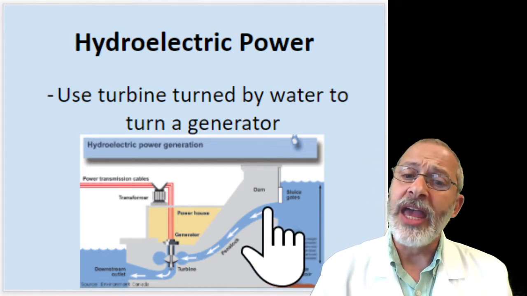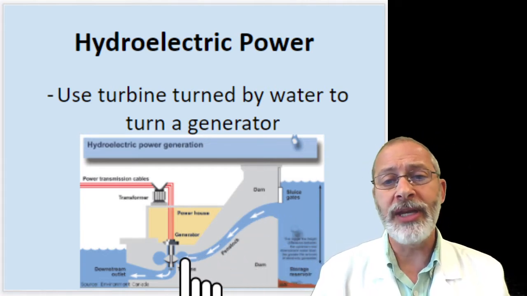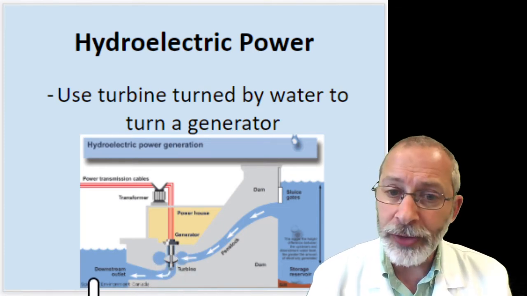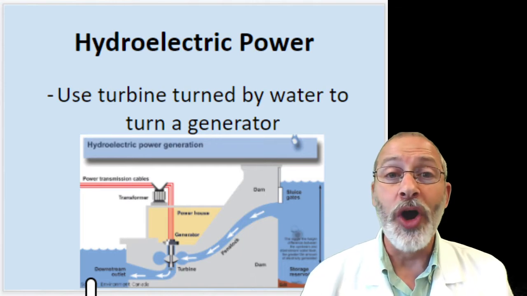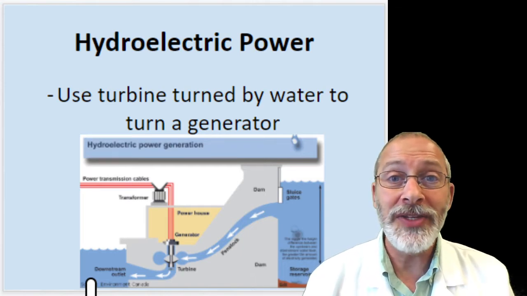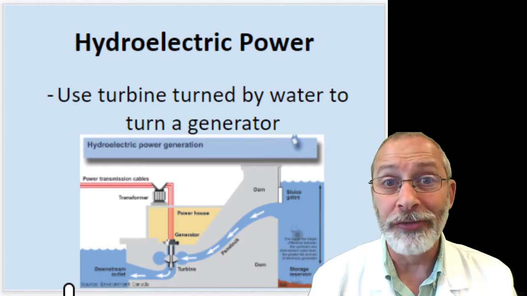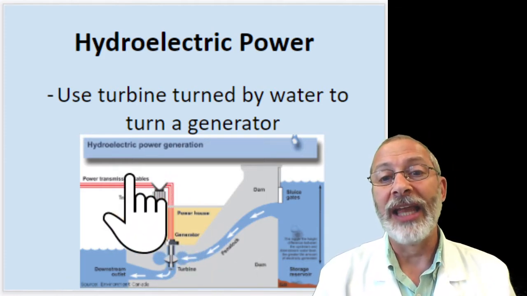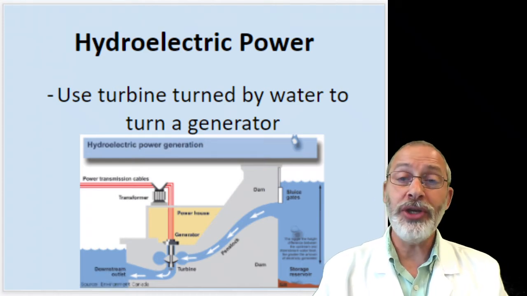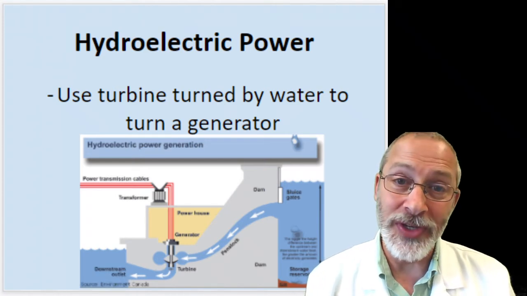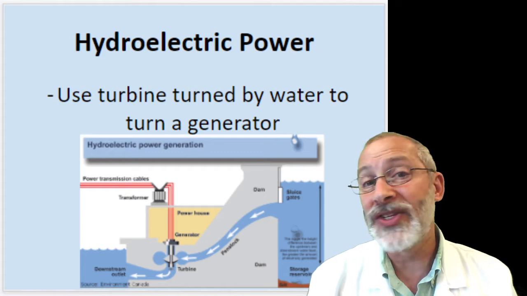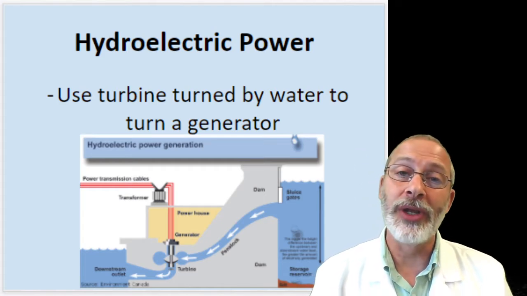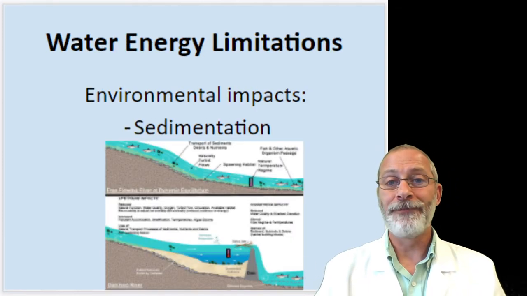Here we have a controlled flow of water coming down through the dam, turning a generator, allowing the water to flow out. The only byproduct of this is, well, water flowing out of the bottom of the dam and the production of electricity. It's actually pretty good. But as we said yesterday, you can't get something for nothing. So there are limitations to hydroelectric power as well.